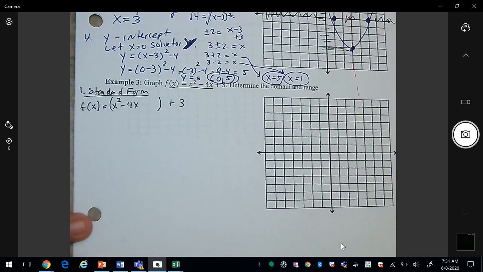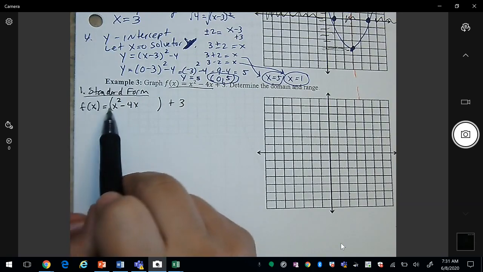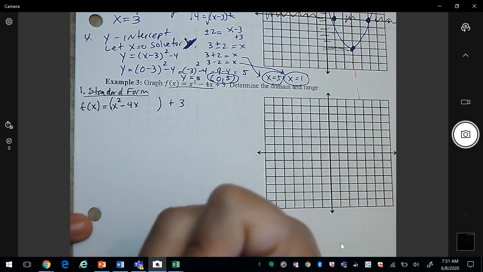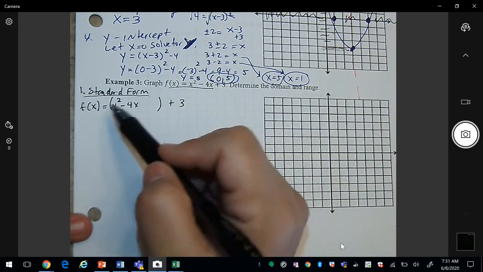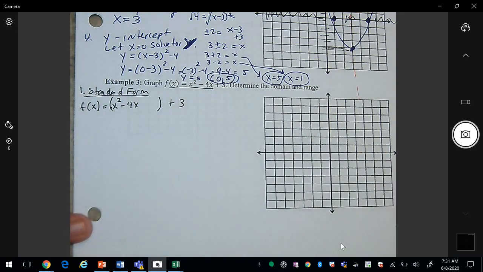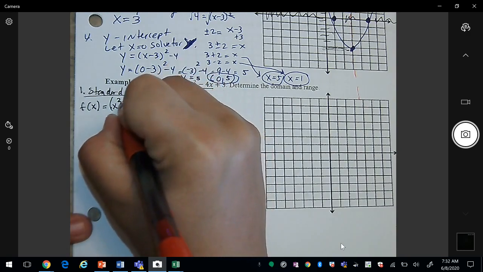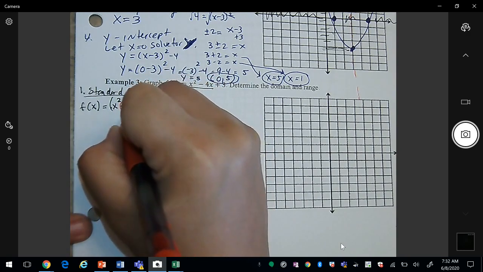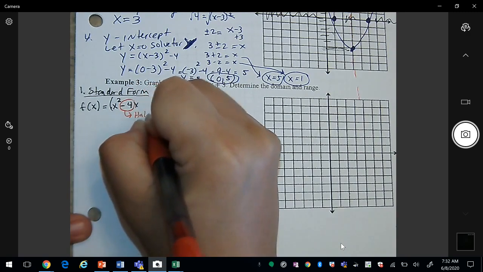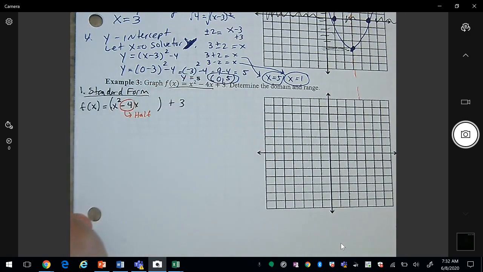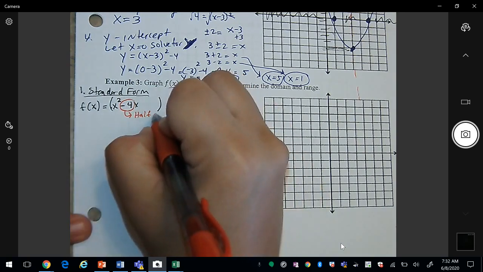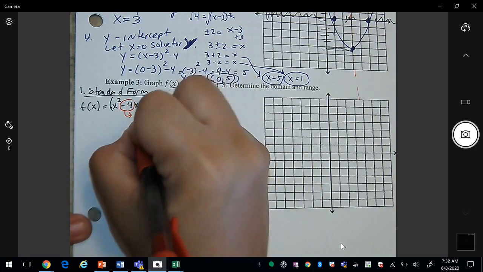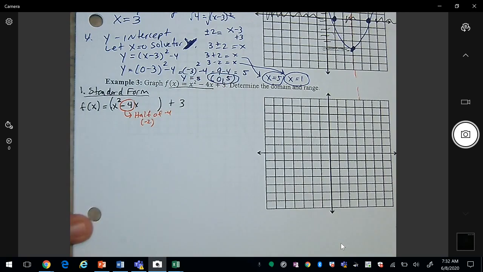So to write in standard form, the first thing you want to make sure is that the number in front of x squared is a 1. If it's not a 1, then we're going to have to deal with that. So if it is a 1, then the first step is to take your b, which is the number in front of x, and we're going to take half. So half of negative 4 is negative 2. Okay, so that's the first step.